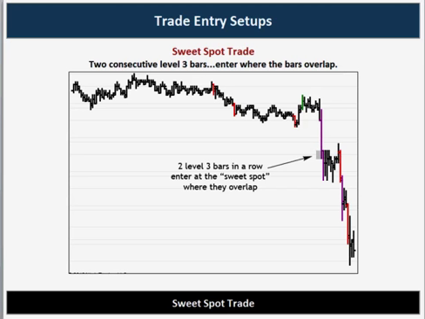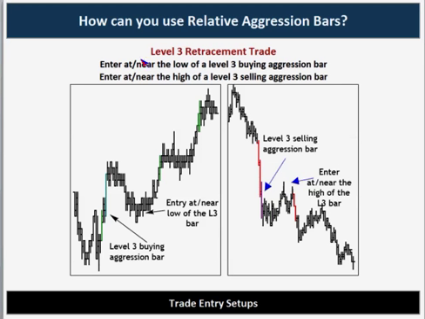Okay? Next setup we want to talk about, this is probably my favorite trade, called a level 3 retracement trade. Kind of one of the first precepts or concepts that we have is that, when you have a level 3, in this case buying aggression bar, the first thing we want to talk about is, can the low hold?